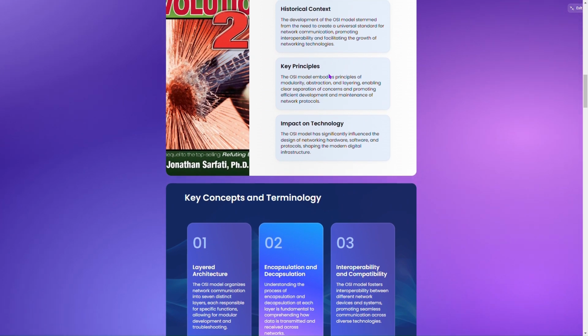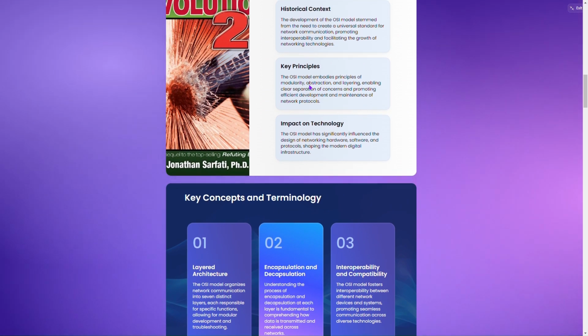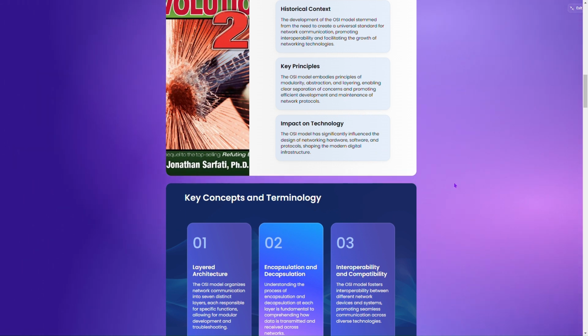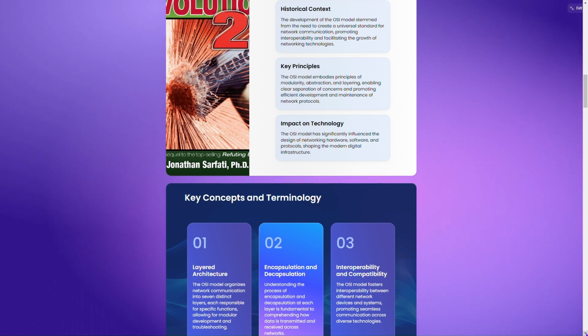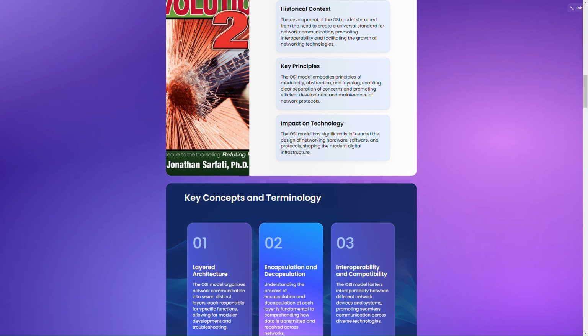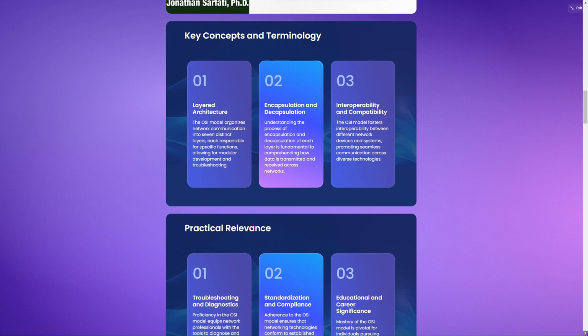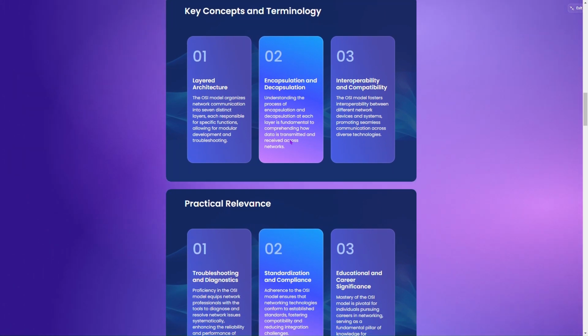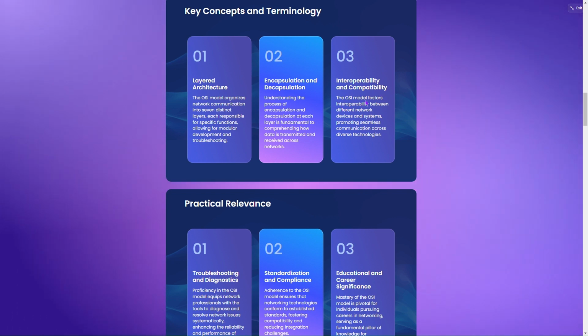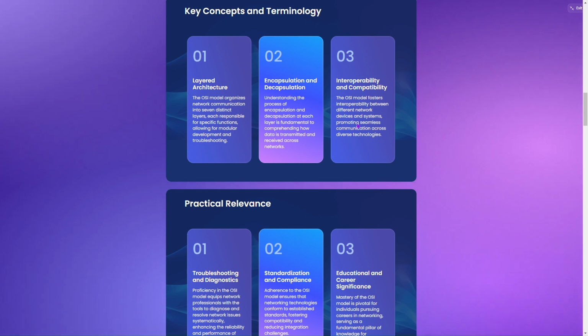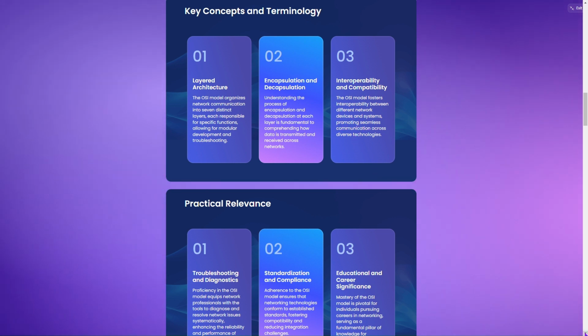Layered architecture. The OSI model organizes network communication into 7 distinct layers, each responsible for specific functions, allowing for modular development and troubleshooting. Encapsulation and decapsulation. Understanding the process of encapsulation and decapsulation at each layer is fundamental to comprehending how data is transmitted and received across networks. Interoperability and compatibility. The OSI model fosters interoperability between different network devices and systems, promoting seamless communication across diverse technologies.